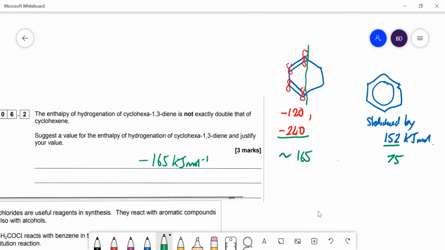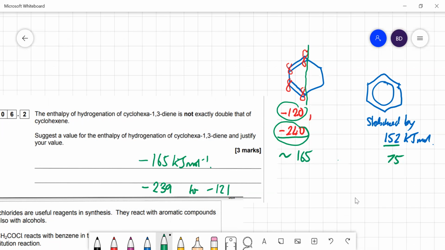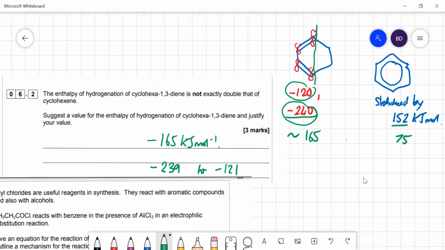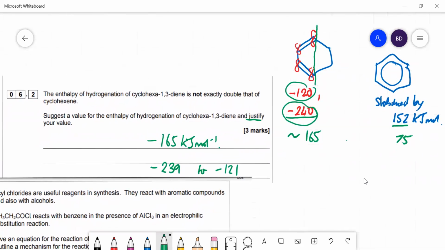And I think if you look in the mark scheme, they give you anything which is less than that. They give you anything from minus 239 to a tiny bit more than minus 121. So any value between those, they're very generous there. It's stabilized due to electron delocalization. So you don't get as much energy out as you would expect when you break the double bonds and hydrogenate it. The justification is just that the electrons are delocalized because you've got alternate single double bonds, so the p electrons can overlap.